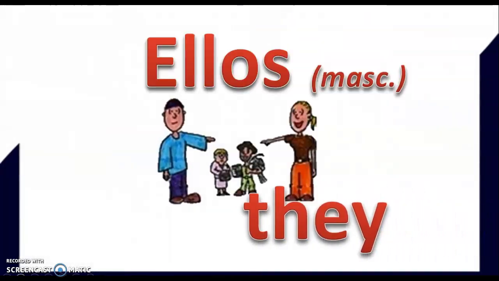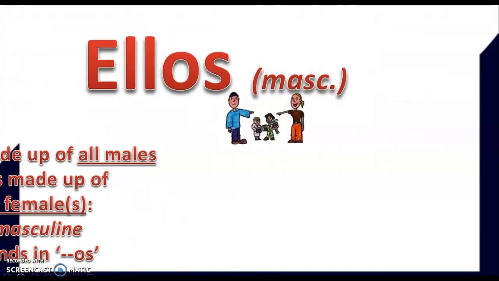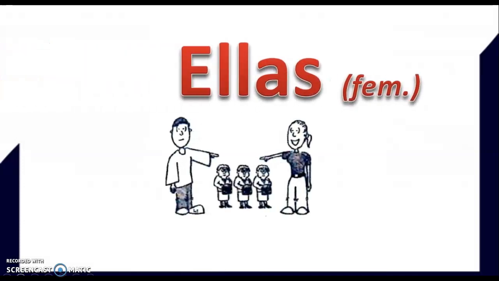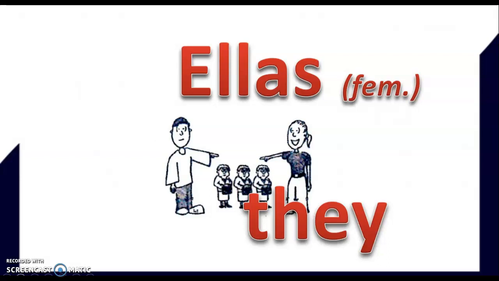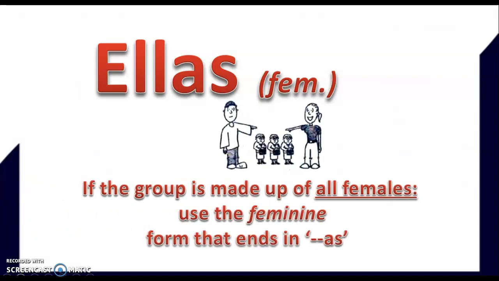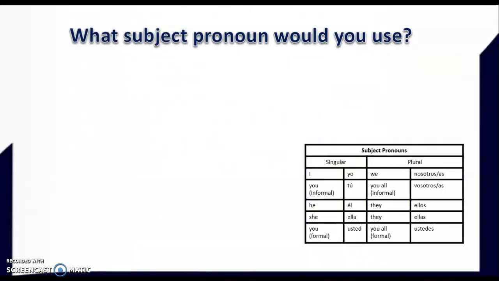Ellos means they, and just like nosotros, it has a masculine and a feminine form, and it follows the same rules. So you would use ellos if the group is made up of all males, or a group is made up of males and females, then you would use the masculine form that ends in OS. Ellas also means they, but it's the feminine form. You would use ellas if the group is made up of all females. Then you would use the feminine form that ends in AS.